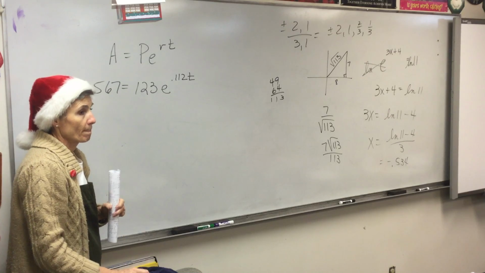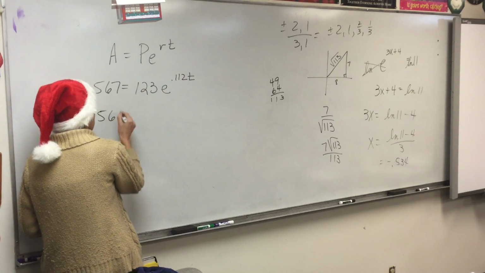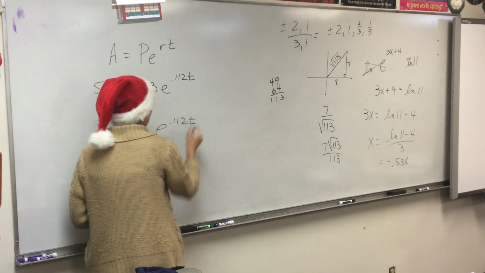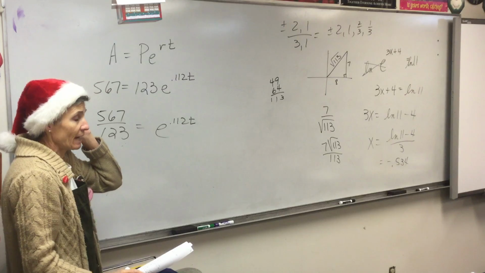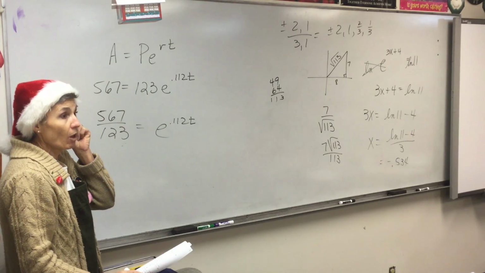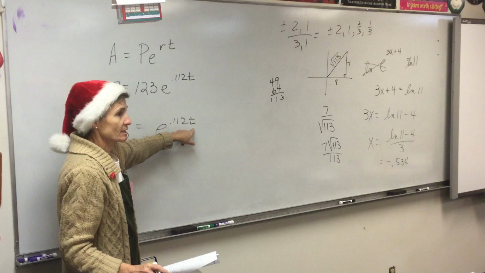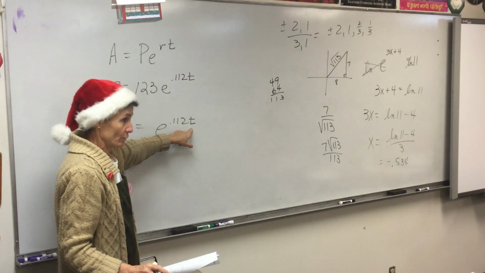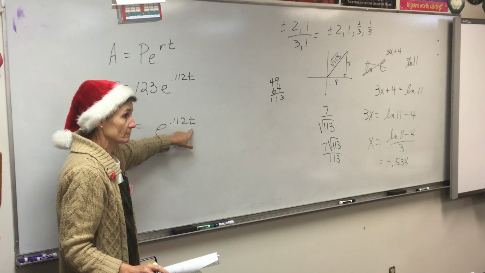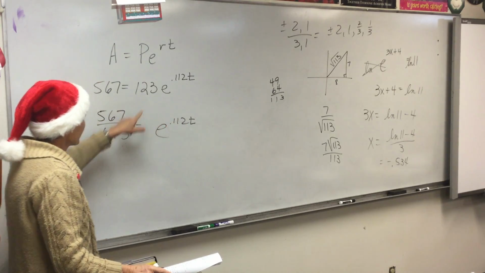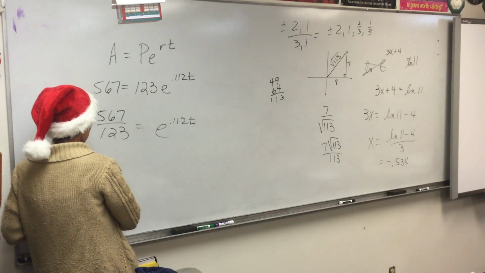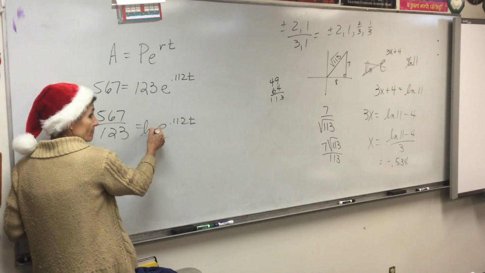What do I do? First I divide. Step 1, you have got to divide. Do not think about taking the logarithm until you've divided. Now we know we're going to need a logarithm because anytime the variable is in the exponent, we know we're going to need to use logarithms to solve. But I can't do that until I get rid of that 123. So now that I've gotten rid of the 123, I can ln both sides.